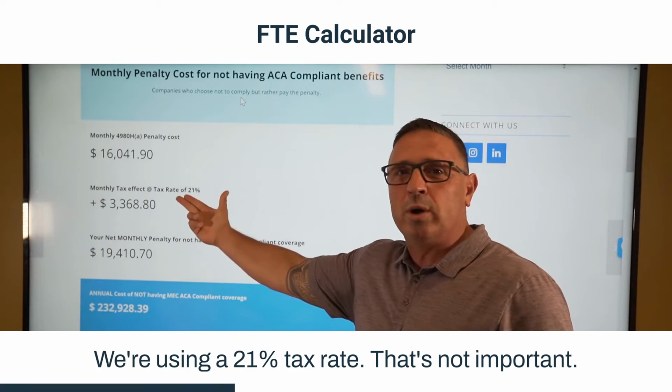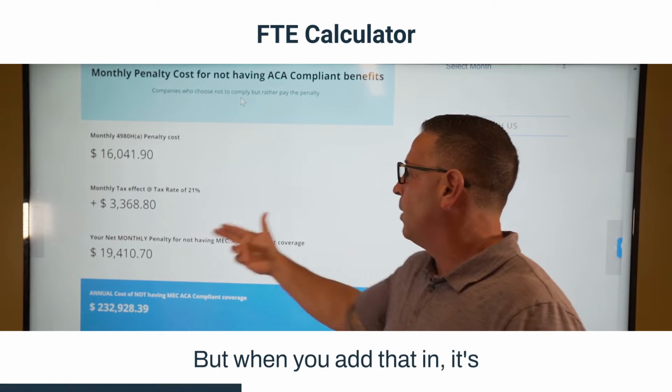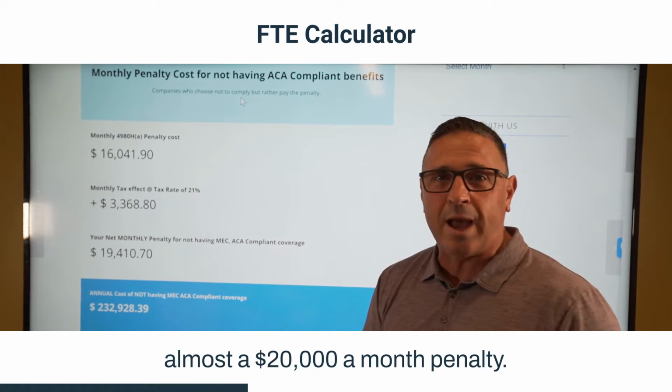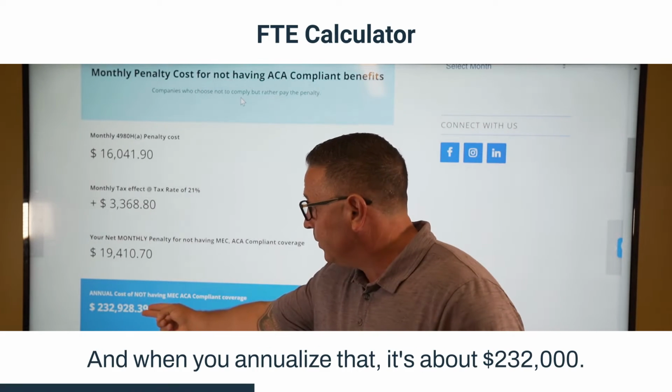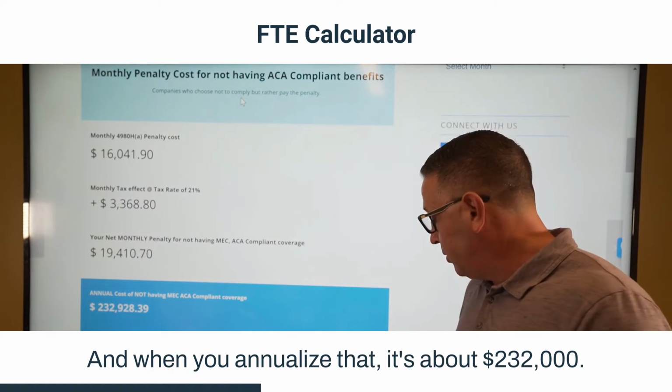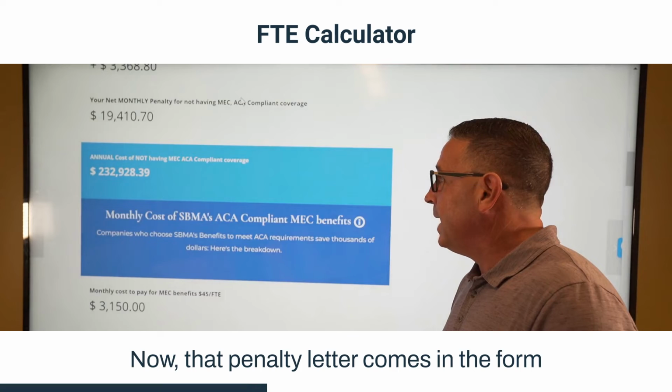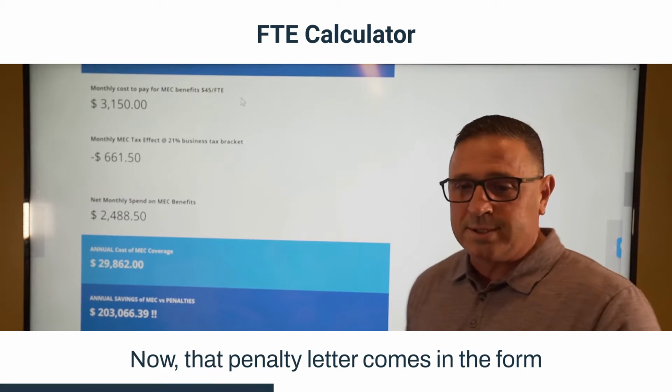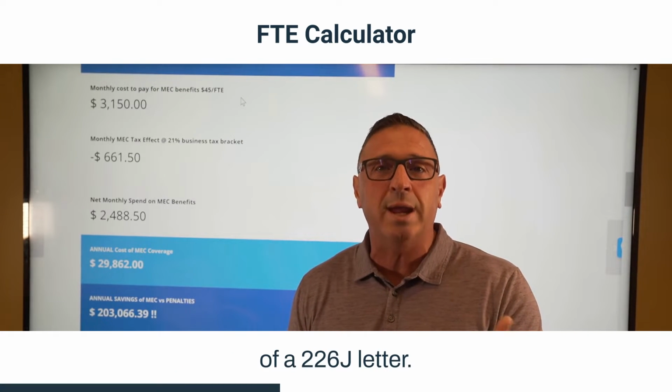So first of all, for not having an ACA compliant plan, the monthly penalty cost is above $16,000. We're using a 21% tax rate. That's not important, but when you add that in, it's almost a $20,000 a month penalty. And when you annualize that, it's about $232,000.